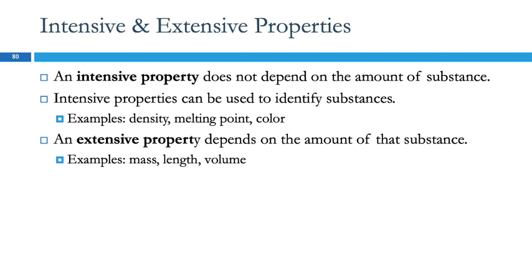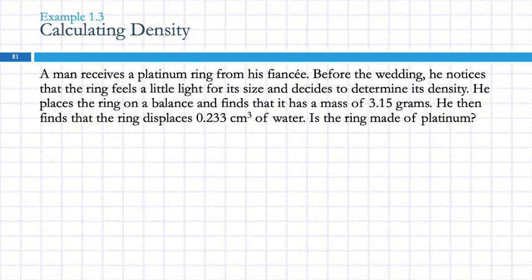An extensive property is going to change depending on how much you have. So these are things like mass or length or volume. The mass of a gallon of water is much greater than the mass of a teaspoon of water, but the densities are the same. So extensive, intensive.